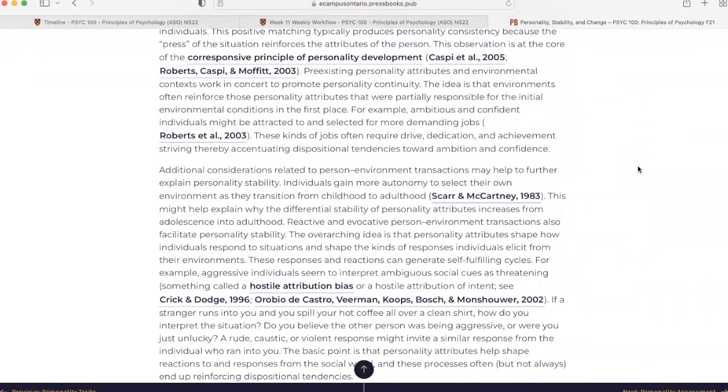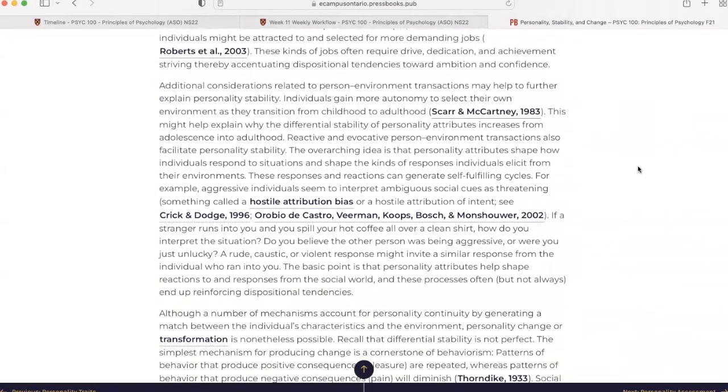The idea is that environments often reinforce those personality attributes that were partially responsible for the initial environmental conditions in the first place. For example, ambitious and confident individuals might be attracted to and selected for more demanding jobs. These kinds of jobs often require drive, dedication, and achievement striving, thereby accentuating dispositional tendencies toward ambition and confidence.